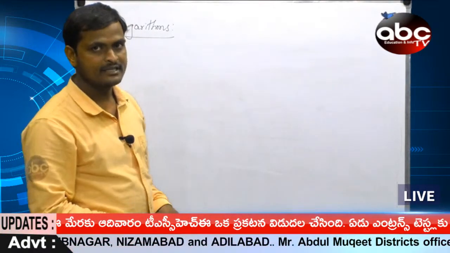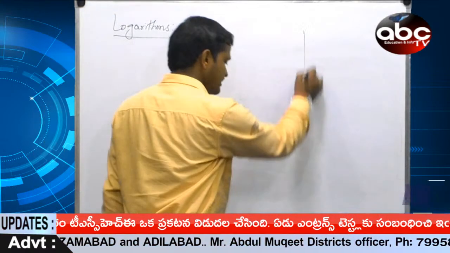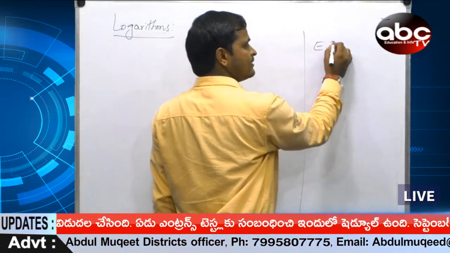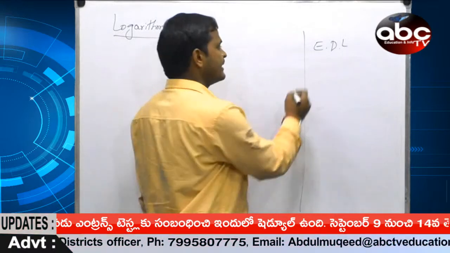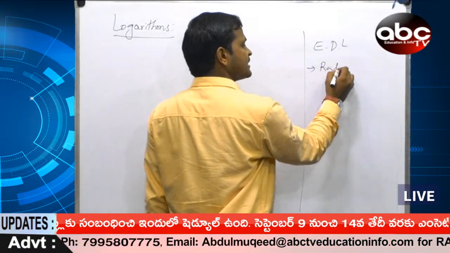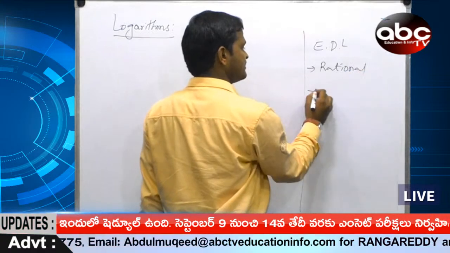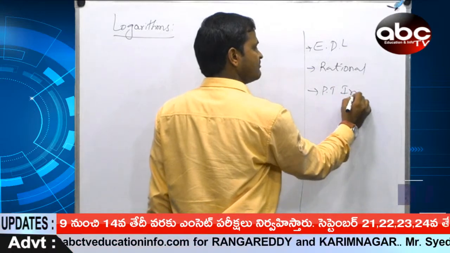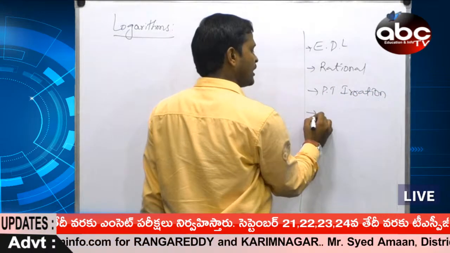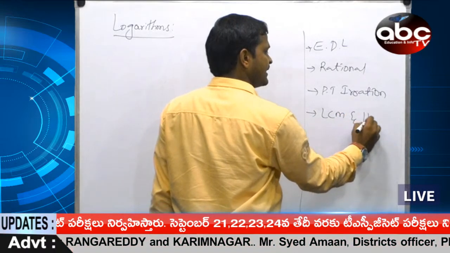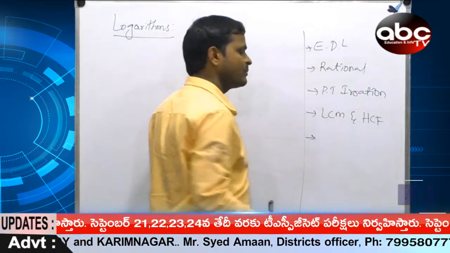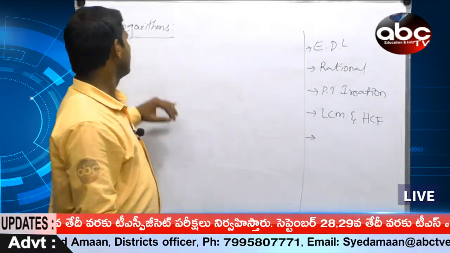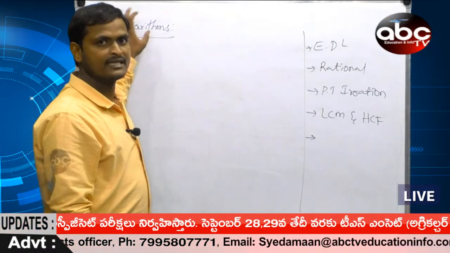Okay. In the first chapter we will revise what the topics are. First, Euclid's division lemma, and next rational numbers and their exponential decimal forms. Next, prove that or show that a number is irrational, and how to find LCM and HCF. Then the last topic is logarithms. So students, we will continue with the next very interesting topic, that is logarithms.